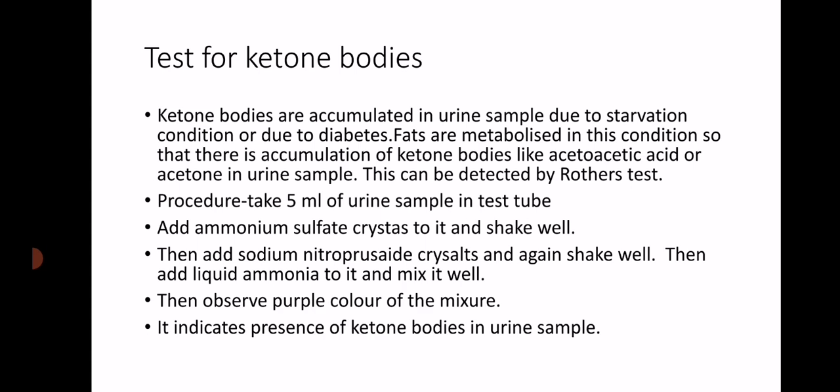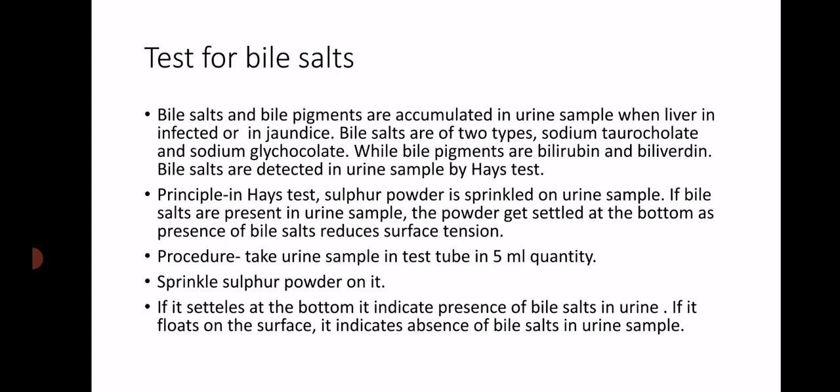What you have to do, take 5 ml of urine sample in test tube, then add ammonium sulfate crystals, shake it well, then add sodium nitroprusside crystals, again shake it well, and at the last add liquid ammonia. While adding liquid ammonia, it is having irritating smell, so you have to add liquid ammonia carefully in the test tube, and after then you have to observe the purple color ring in the mixture. So that will indicate the presence of ketone bodies in the urine sample. So that is known as Rothera's test.